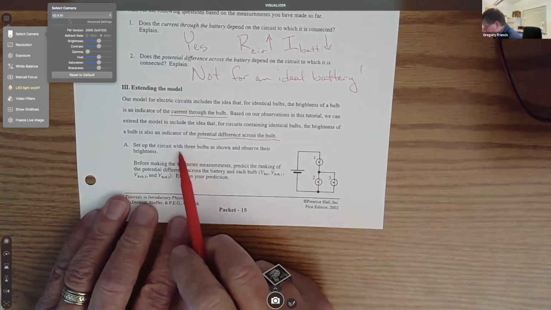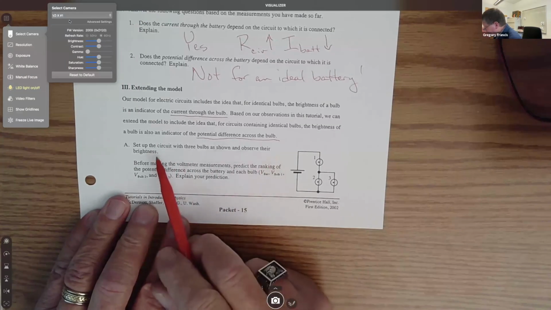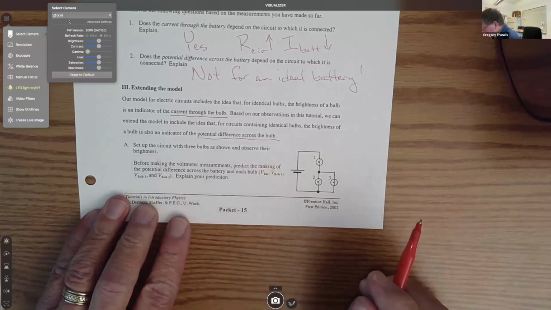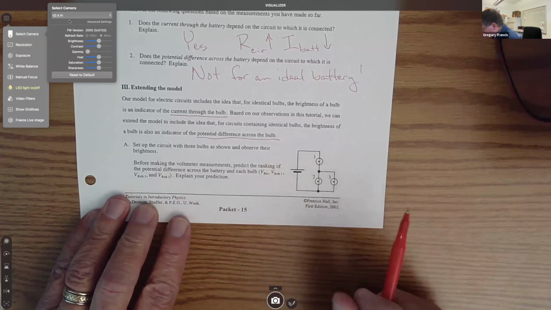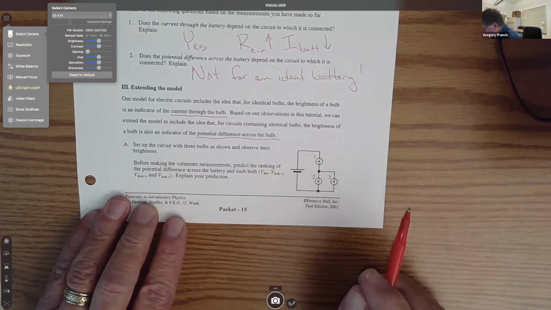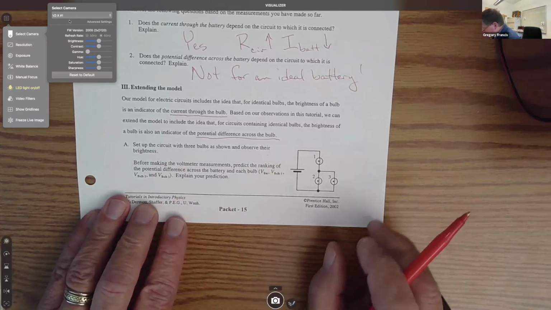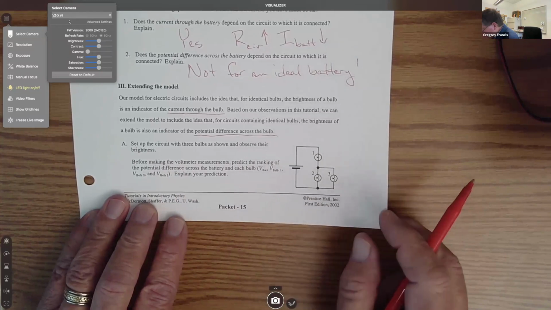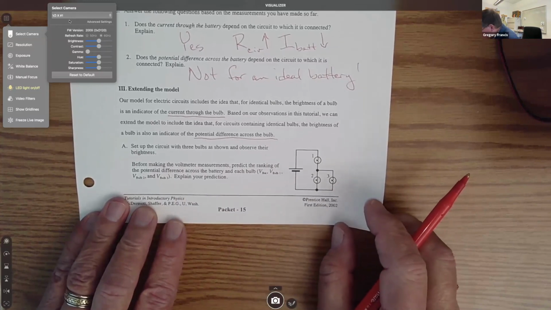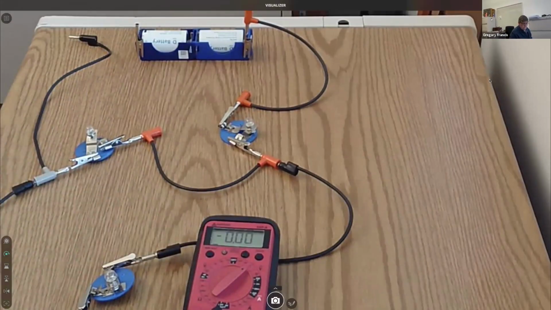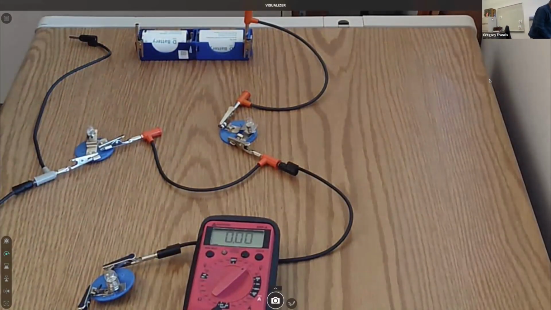Set up the circuit with 3 bulbs as shown and observe their brightness. Okay, let's set that up. Before making the voltmeter measurements, predict the ranking of the potential voltage difference across the battery and each bulb. Explain your prediction. Well, we're just going to make the measurement. Okay, let's look at this one here.